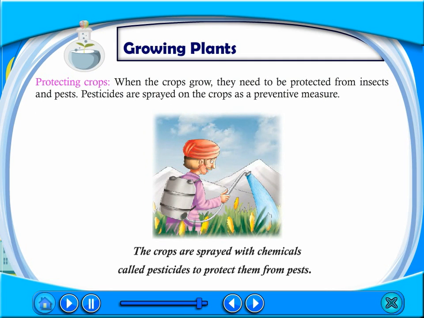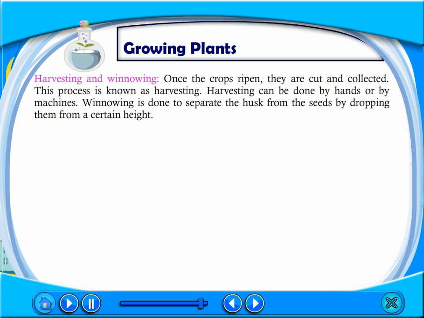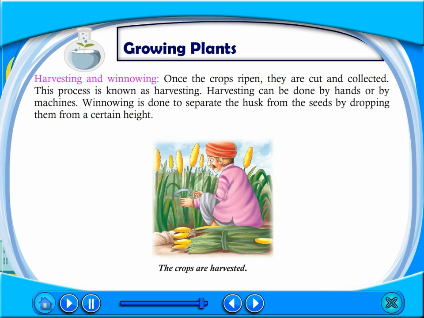Protecting crops. When the crops grow, they need to be protected from insects and pests. Pesticides are sprayed on the crops as a preventive measure. Harvesting and winnowing. Once the crops ripen, they are cut and collected. This process is known as harvesting. Harvesting can be done by hands or by machines. Winnowing is done to separate the husk from the seeds by dropping them from a certain height.